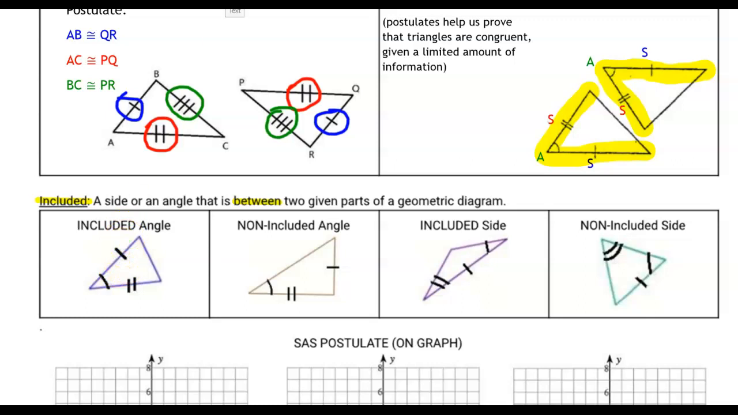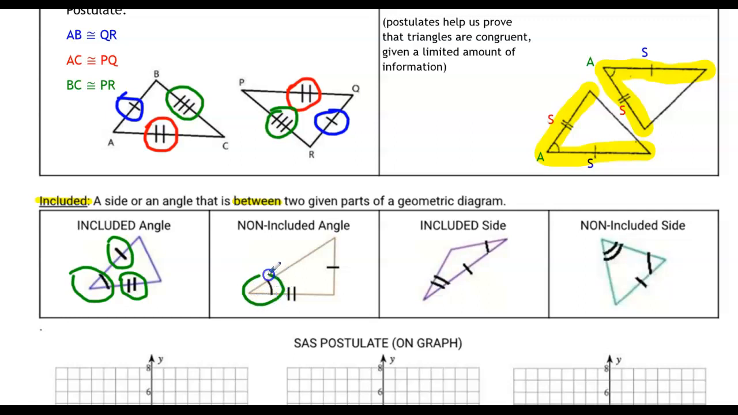So if they give you 2 parts of a geometric diagram, let's talk about this diagram here. If they give you 2 sides, if they give you this side and they give you this side, we call this angle the included angle because it is literally between those 2 sides. It's where the 2 sides meet. Over here, we call this a non-included angle.